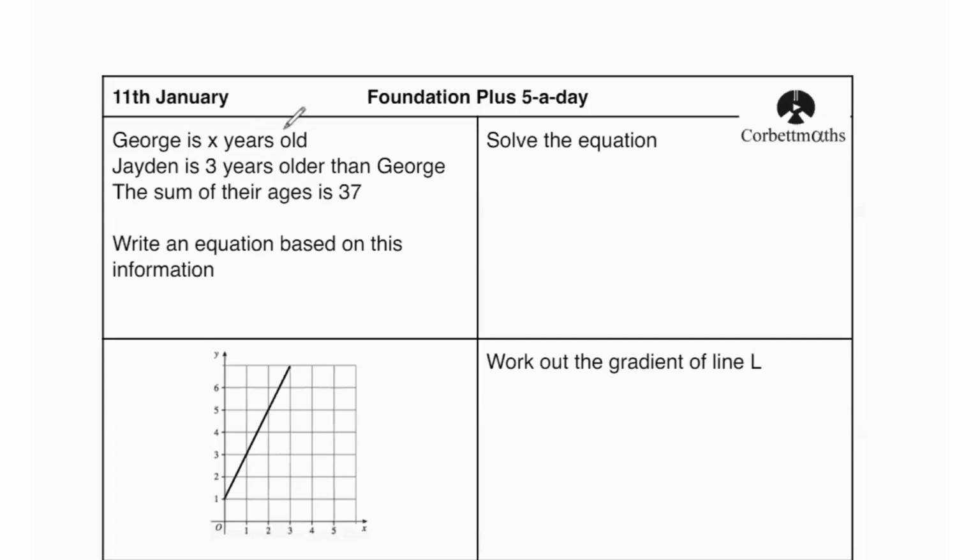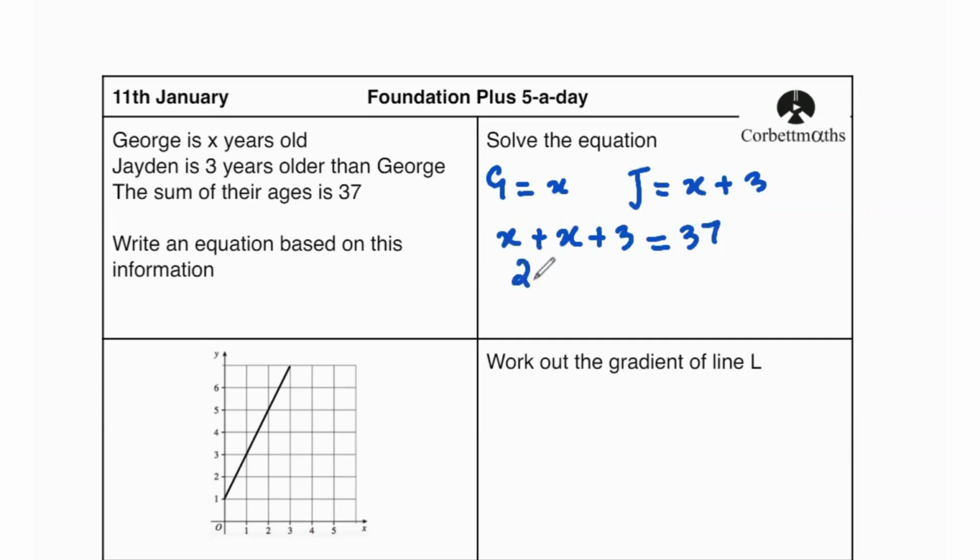The first question says George is X years old. Jaden is 3 years older than George. So if George is X, Jaden is X plus 3 because he's 3 years older than George. So we add 3 years to Jaden. Sum of their ages is 37. So that means X plus X plus 3 equals 37. So that's 2x plus 3 equals 37.